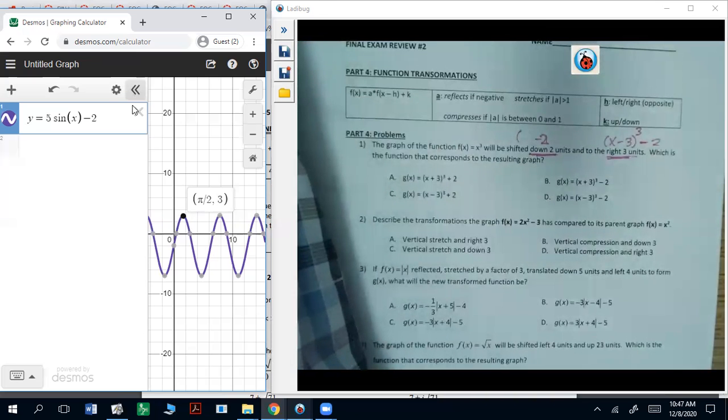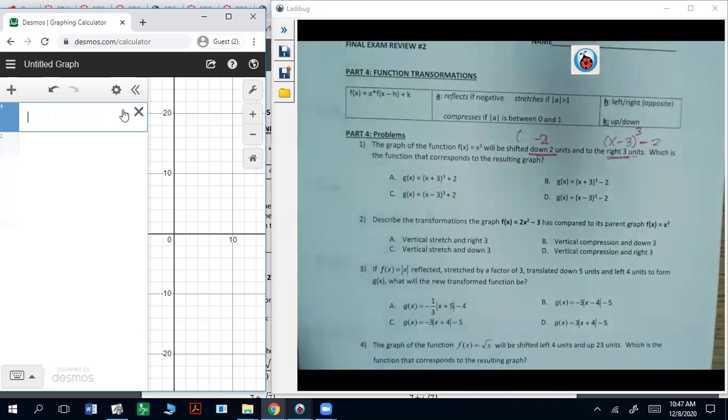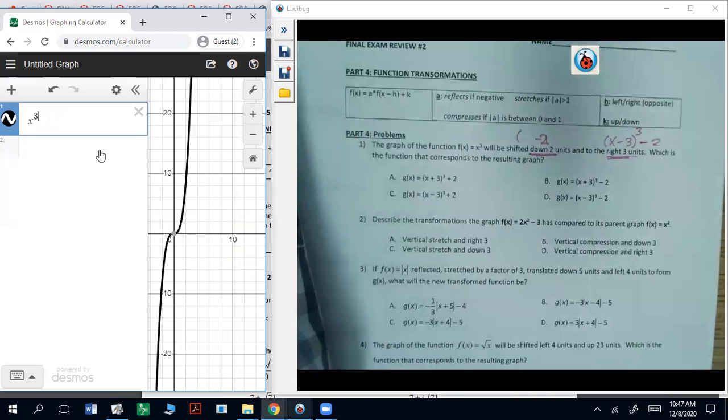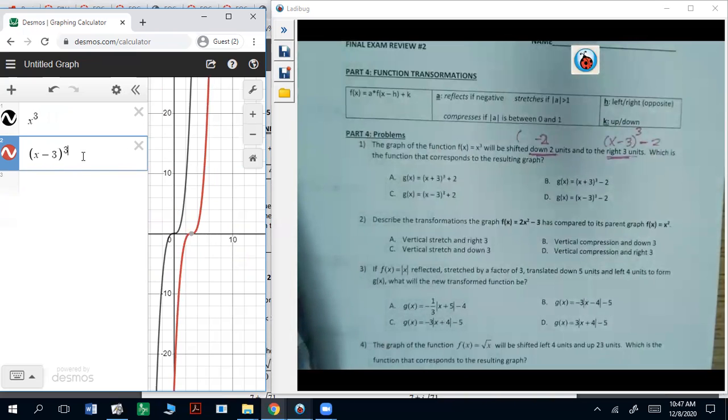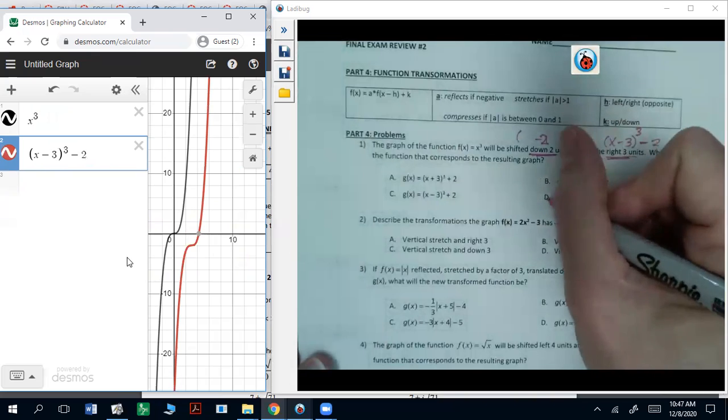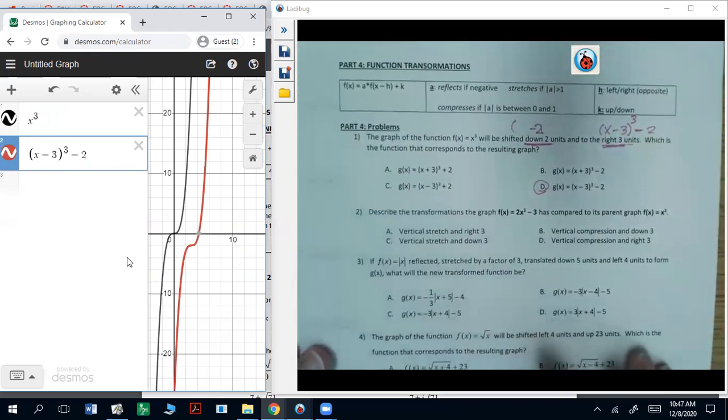If you're ever in doubt, graph the original function, x to the third power, and graph its new function, x minus 3 to the third. As you can see, it's shifted right 3, and then you can do minus 2 at the end, and it's down 2. So minus 3, minus 2.